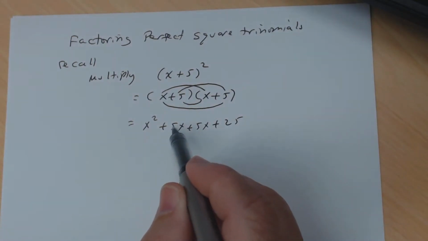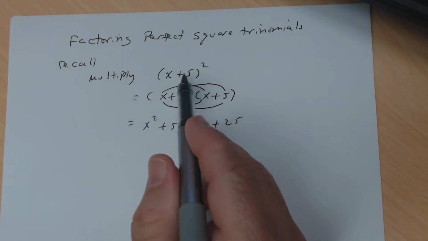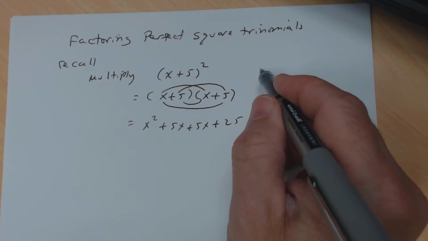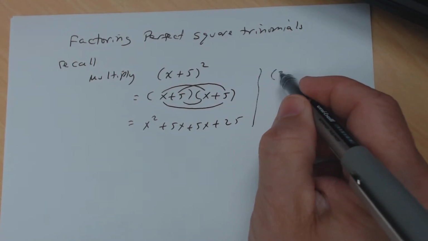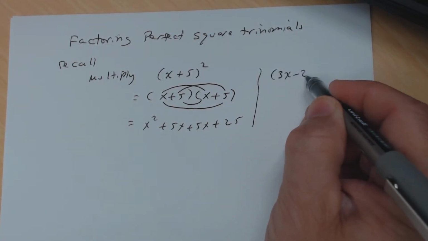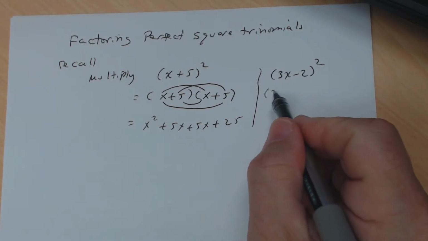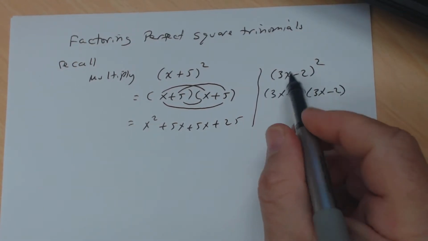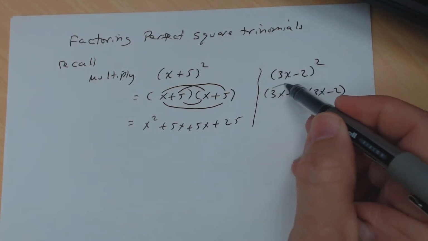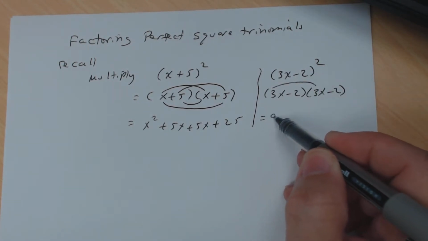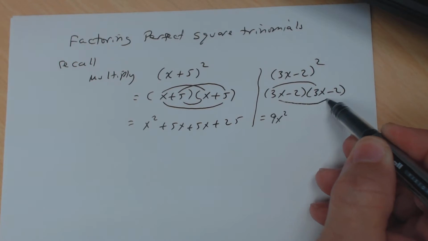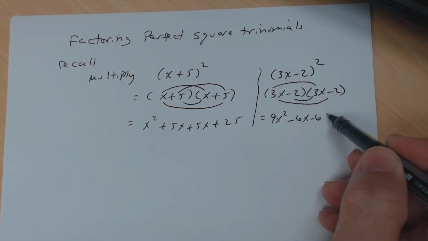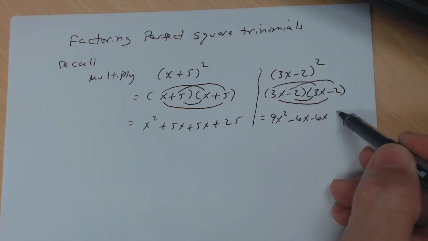And I want you to notice that when I square a binomial, no matter how many examples I do, let's say I do something like 3x minus 2 squared, which is 3x minus 2 times 3x minus 2. Again, I do the FOIL just like I did this. 3x times 3x is 9x squared. The outer is negative 6x. The inner is negative 6x. And the last is plus 4.